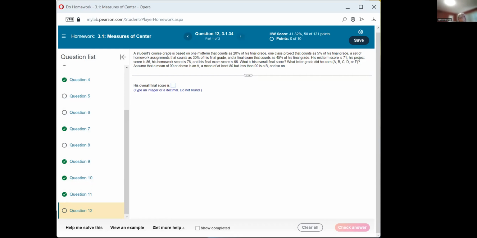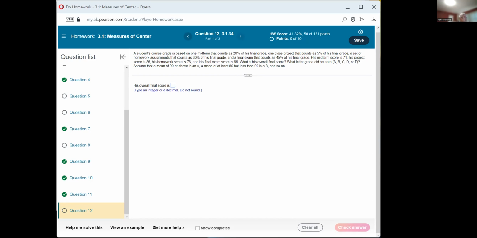So a student's course grade is based on one midterm that counts as 20% of his final grade, one class project that counts as 5% of his final grade, a set of homework assignments that counts as 30% of his final grade, and a final exam that counts as 45% of his final grade. His midterm score is 71, his project score is 86, his homework score is 65, and his final exam score is 66. What is his overall final score? What letter grade did he get?